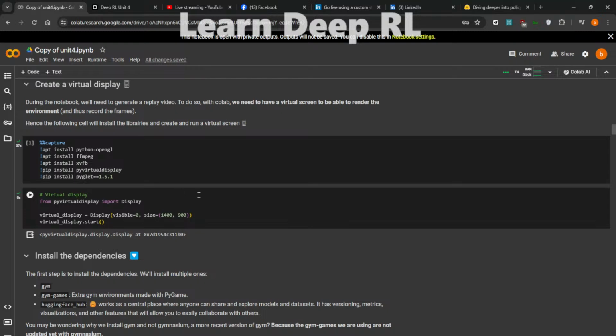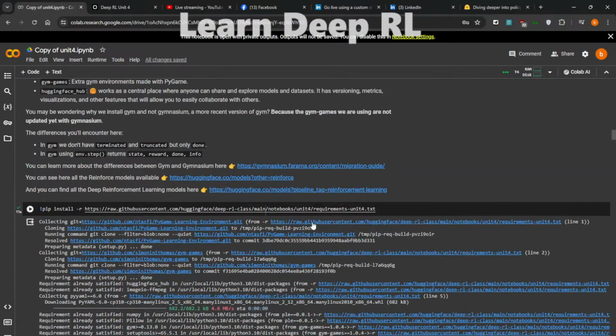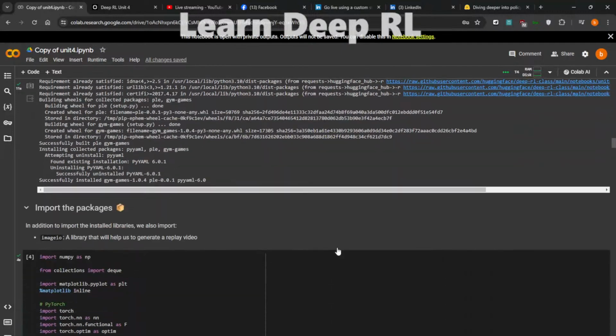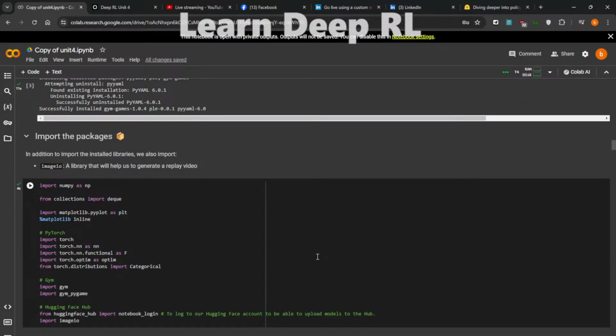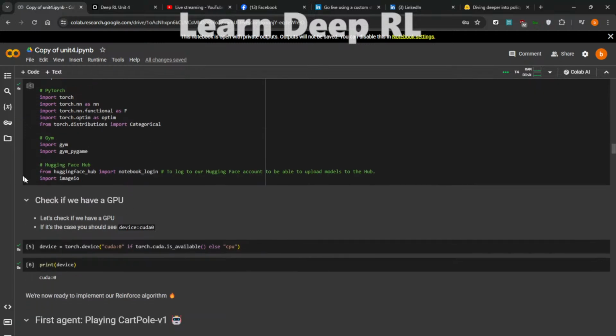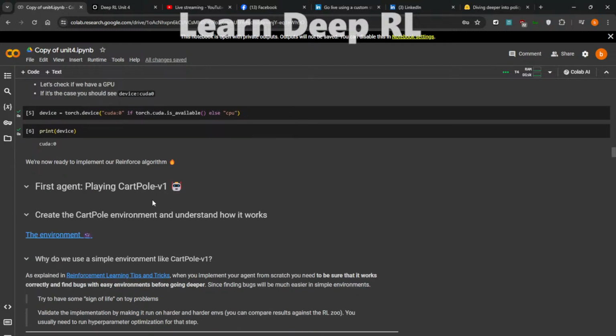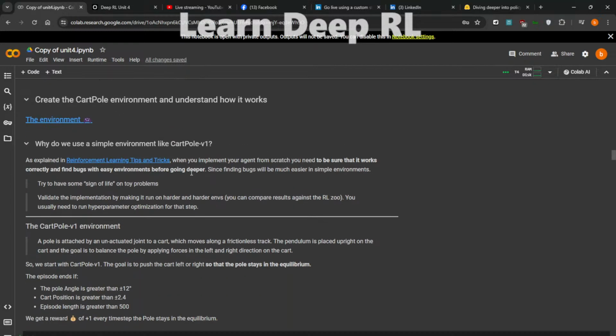You create your virtual display, so you're getting your pre-processing, everything, getting a good understanding of what are the libraries we're using. You can see we're importing PyTorch, importing the Gym, Hugging Face Hub, making sure we have our GPU, and then now the first agent is the Cartpole agent.